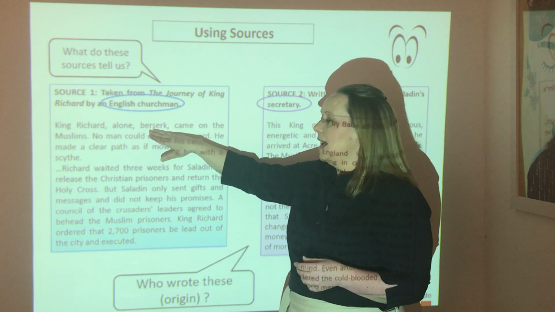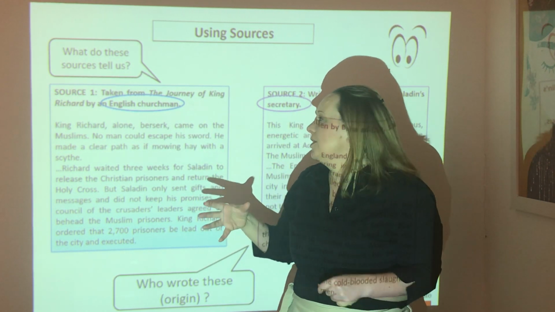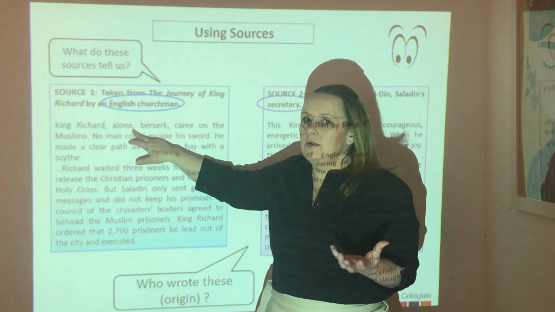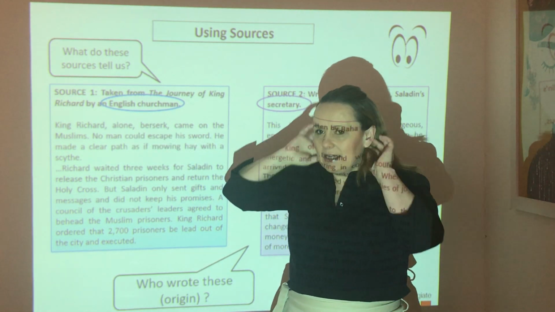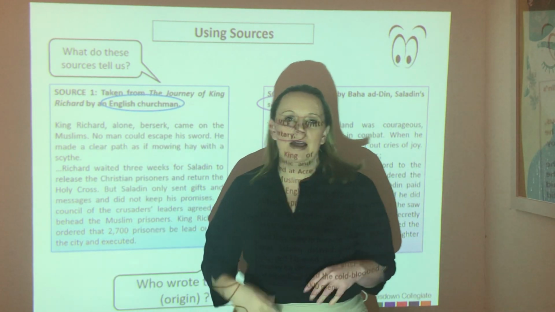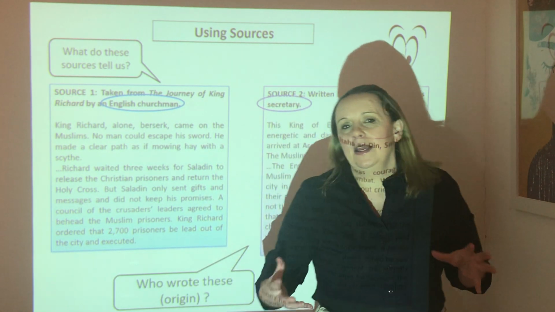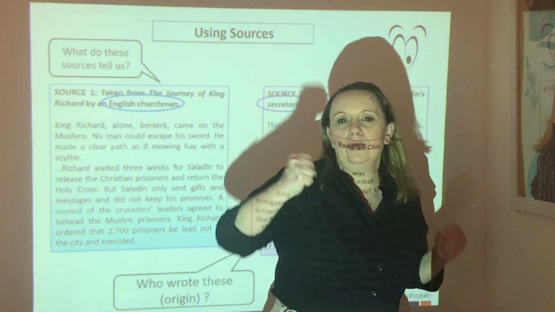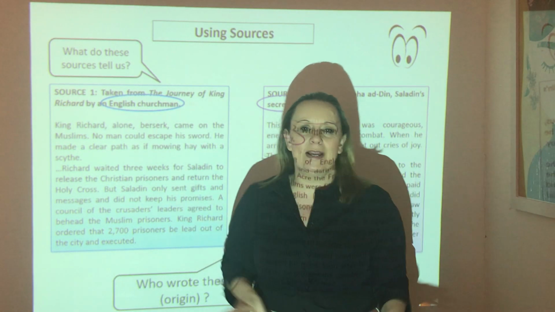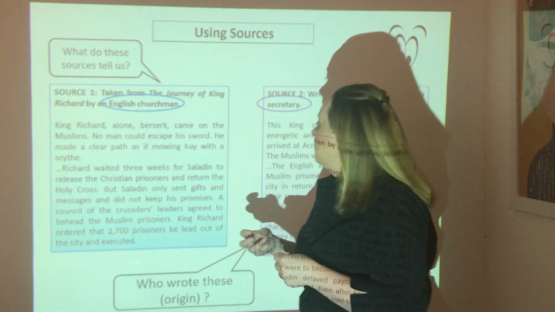Berserk, okay, so that means a bit crazy if somebody goes berserk. So while he was alone, so there was no one else helping him, he was crazy, he came on the Muslims. So that means he maybe necessarily wasn't looking for them. He wasn't this leader who was going to try and get them all. He came on them as if by accident. So what does that suggest to you?